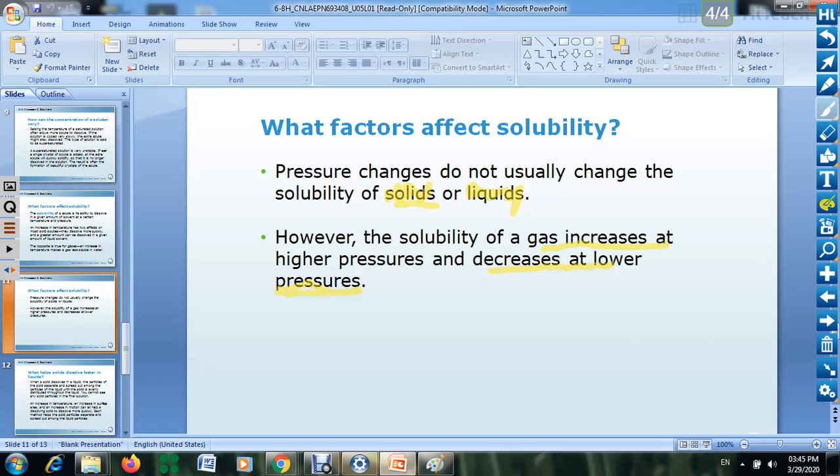Okay, example also for Pepsi cans. Once you open the can and you leave it, okay, the carbon dioxide will escape from the can. That's why when you leave it open for a while, the taste of Pepsi is not good, because the solubility of carbon dioxide decreases when you open the can. Because when you opened the can, what happened? You decrease the pressure, so the solubility of the carbon dioxide decreased.